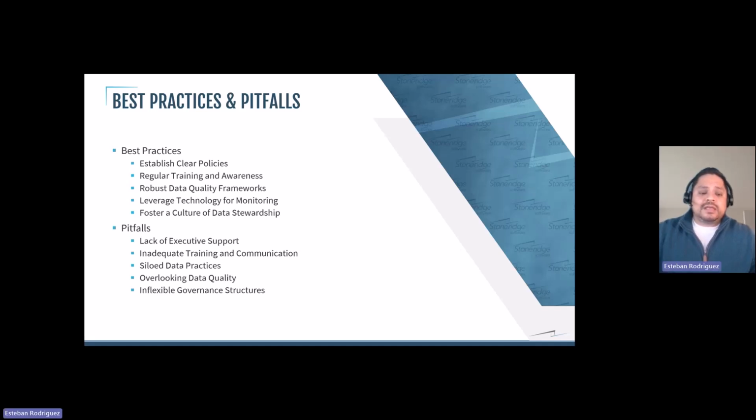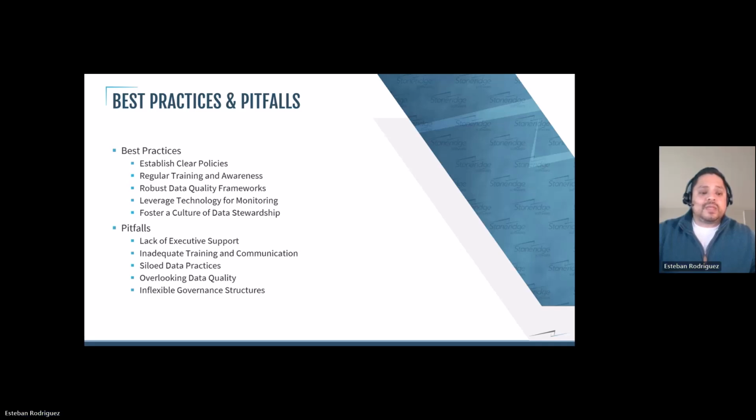One major pitfall is the lack of executive support and leadership buy-in. Data governance initiatives require you to not only have initial approval, but ongoing leadership engagement to succeed. Without this support, these programs struggle to secure the necessary resources and priority they deserve, leading to underperformance and potential failure.